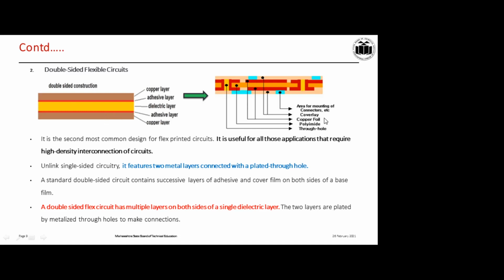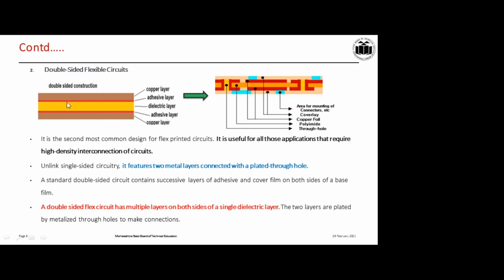Here on the right-hand side you can see how it looks. It is the most common design for the flex printed circuit, and it is useful for all those applications that require very high-density interconnection of circuits. When there is a maximum number of components and very high density, we go for double-sided flexible circuits. The double-sided flexible circuit has multiple layers on both sides of a single dielectric layer.